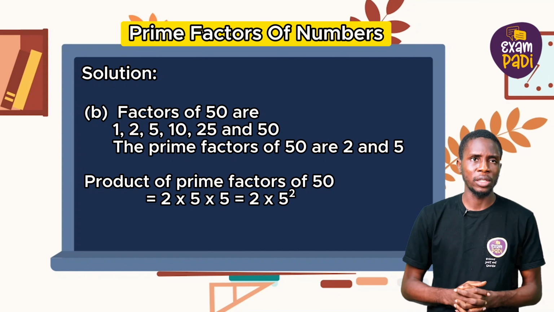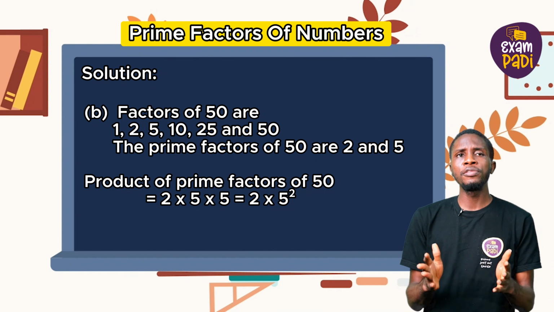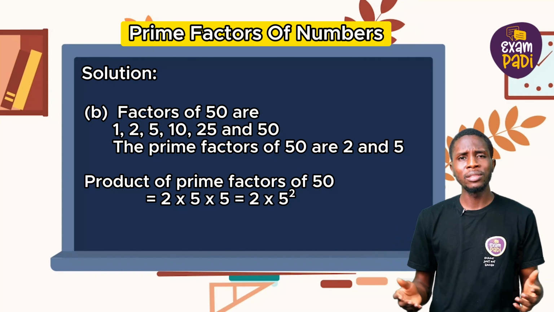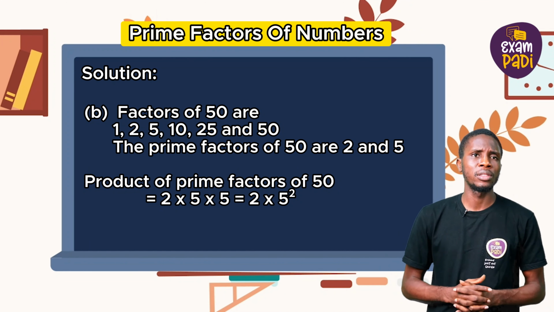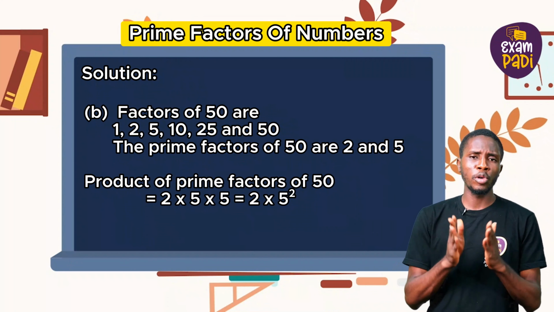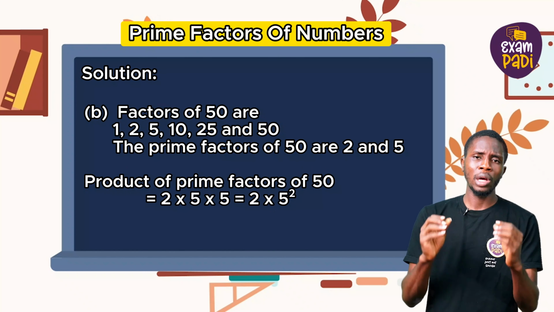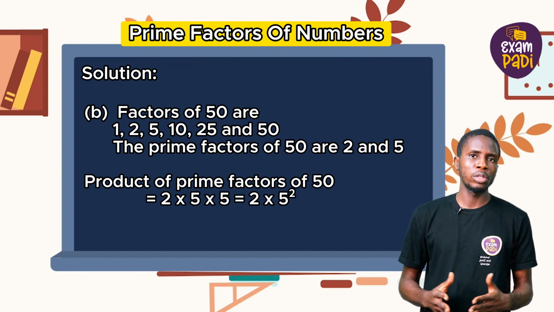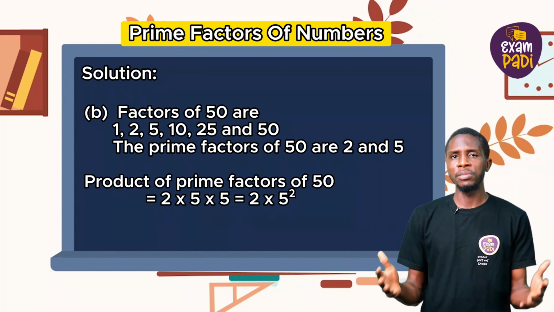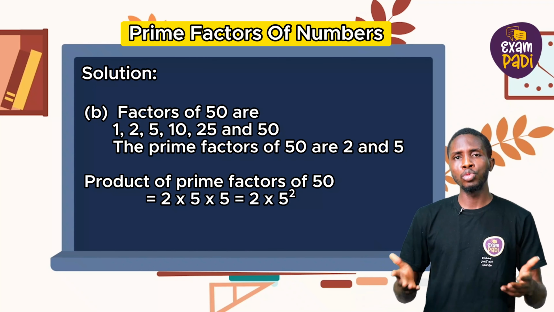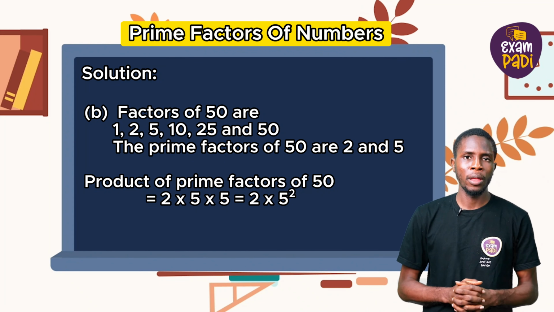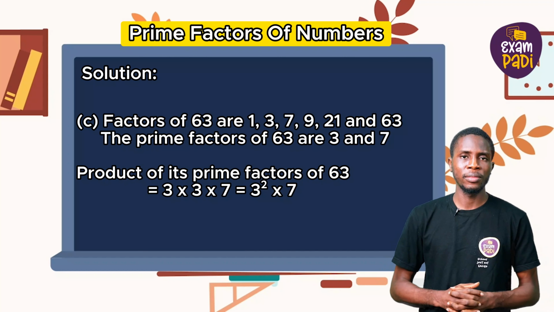B. 50. Factors of 50 are 1, 2, 5, 10, 25, and 50. The prime factors of 50 are 2 and 5. Product of prime factors of 50 equals 2 times 5 times 5, which equals 2 times 25, and that gives us 50.